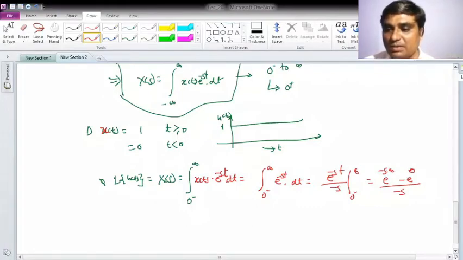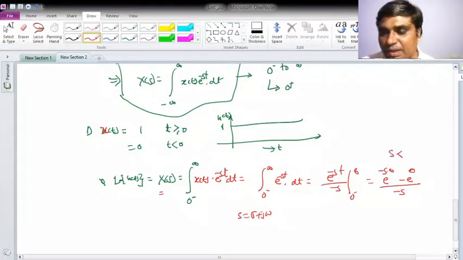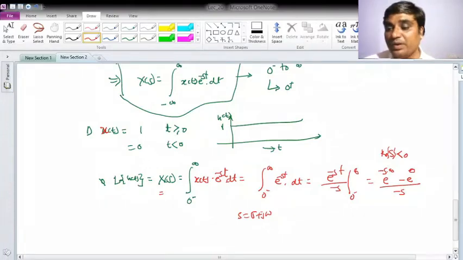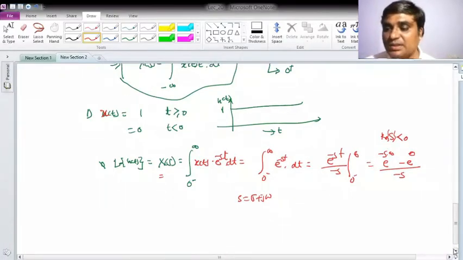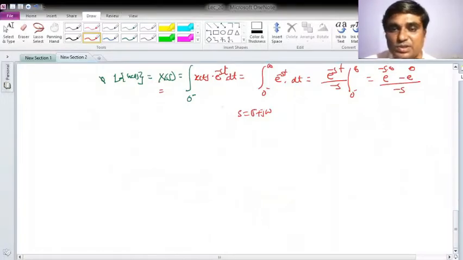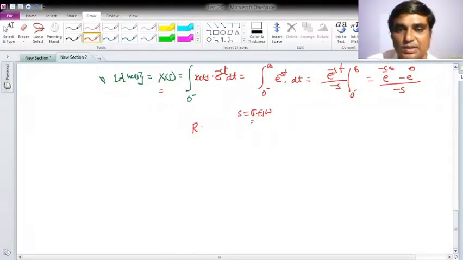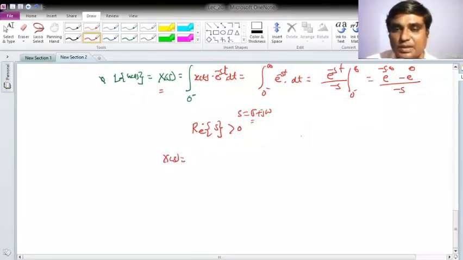Now here, why have I written minus s into infinity? Because in order for the Laplace transform to exist, s is a complex variable, which is sigma plus j omega. Okay, so when the real part of s is less than 0, what will happen? The Laplace transform may not exist. So in order for the Laplace transform to exist, the real part of s, that is sigma, has to be greater than 0. Then only the Laplace transform of this will exist. So your x of s will exist only when the real part of s is greater than 0, meaning sigma is greater than 0.